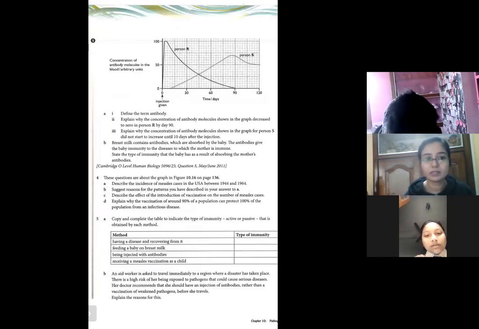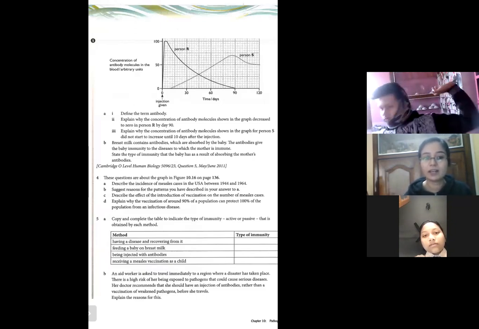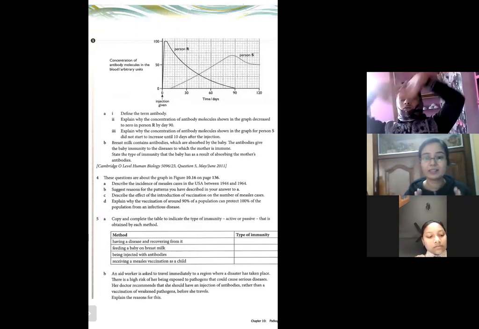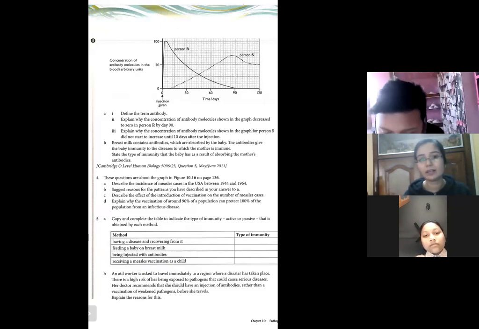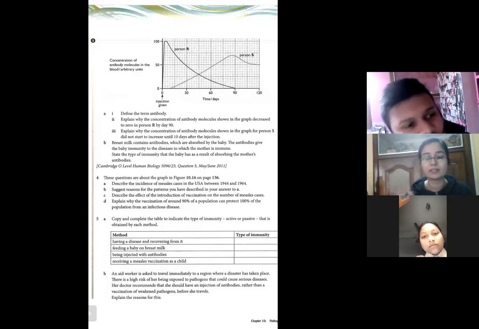Okay, here the question is: the concentration of antibody molecule does not start increasing until 10 days. Why does it take 10 days? Because in person R you can see instantly on the very first day it is rising. But in case of person S, why does it take 10 days to increase the antibody concentration? The production of memory cells is the last stage of the immune response. Remember the 5 stages of immune response.